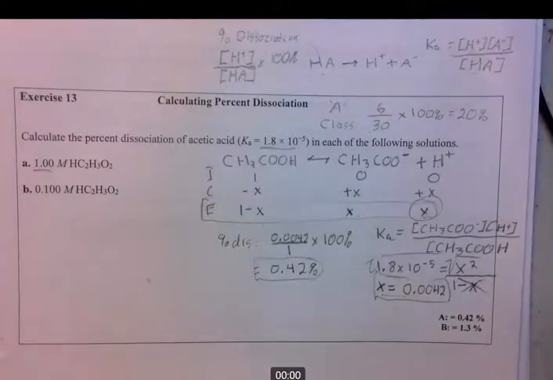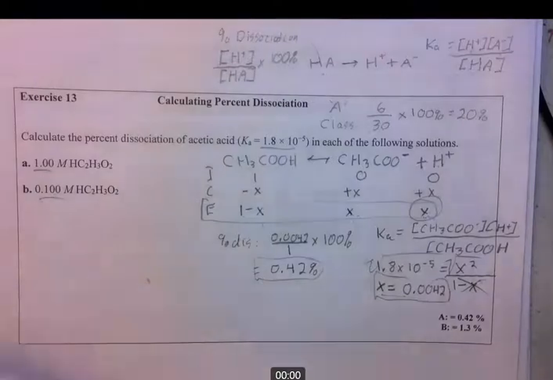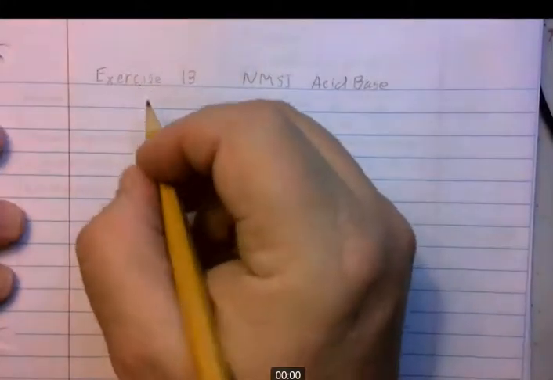I'm going to do the other one on a separate piece of paper because it's a little bit crowded here. So I'll go ahead and bring that over here. And this time we're dealing with 0.1 molar instead of 1 molar. So it's done exactly the same way. See if you can do it without looking at that example. See if you can do it on your own, okay? So it's 0.1 molar acetic acid.